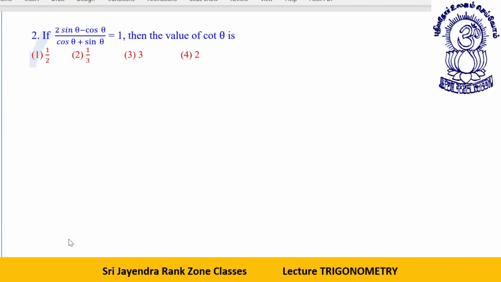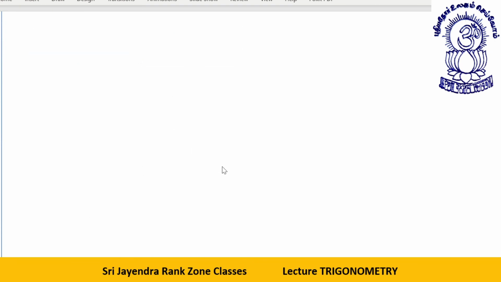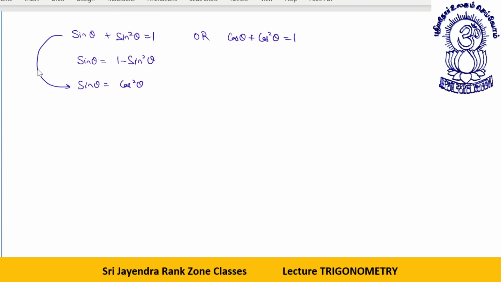So let's start the third concept for the day. The third concept is when you are given sine theta plus sine square theta is equal to 1, or sometimes it is written cos theta plus cos square theta is equal to 1. Here what do we do? Here we can say sine theta is equal to 1 minus sine square theta, so sine theta is equal to cos square theta. Whenever you get this, you directly use this. And further, wherever you have cos square theta, you will replace it by sine theta.